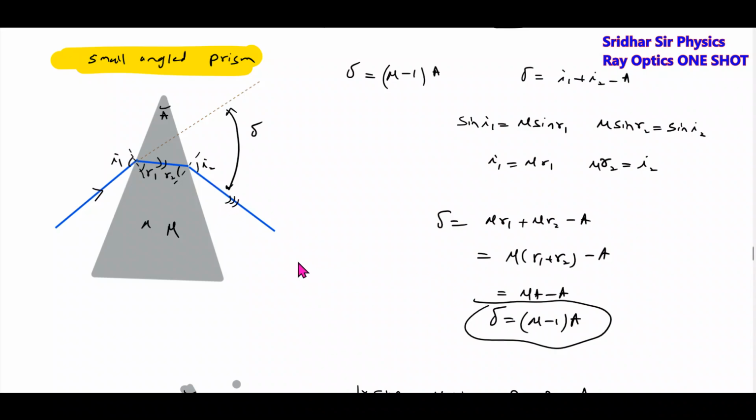This is applicable, so what is that small angle? This equation is valid only when the angle of prism varies anywhere between 12 to 0 degrees, then this equation will be valid.